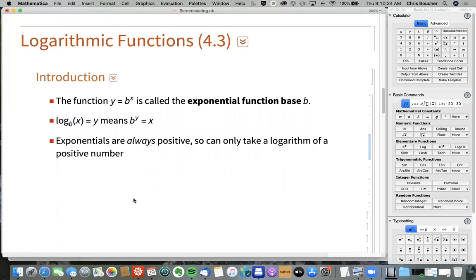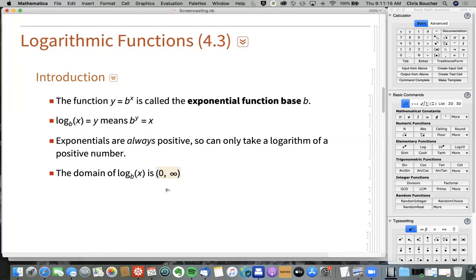Well, first, a technical note. Exponentials are always positive. That is, if you take a positive number b, raise it to any power you want, positive power, negative power, 0, doesn't matter, the result will always be positive. So that means this x is always going to be a positive number, and that's the only thing I can plug into a logarithm. Logarithms have a restricted domain, right? So another way to say this is that the domain of this function is the interval from 0 to infinity.